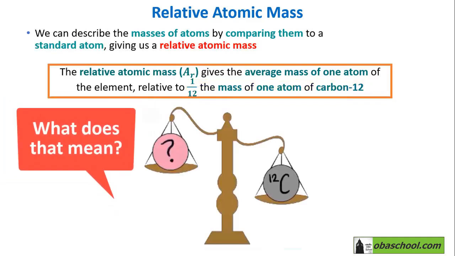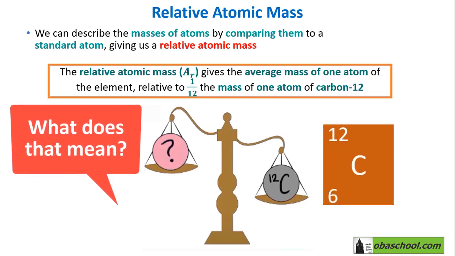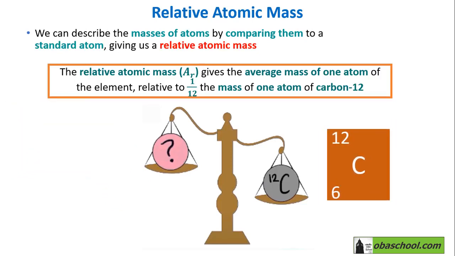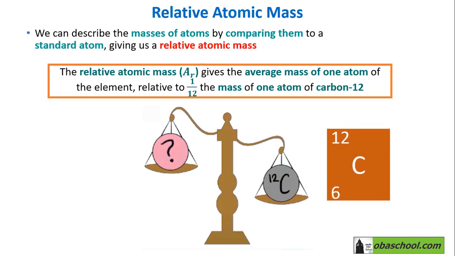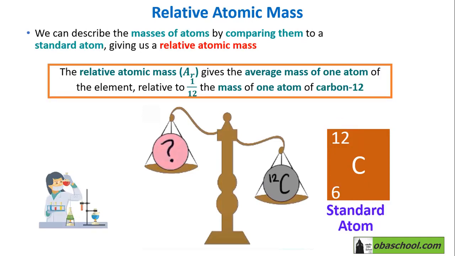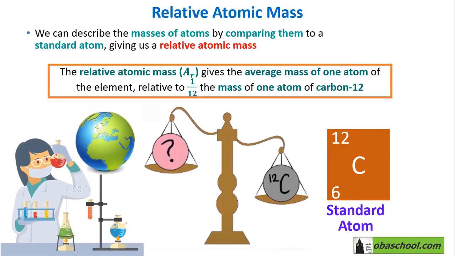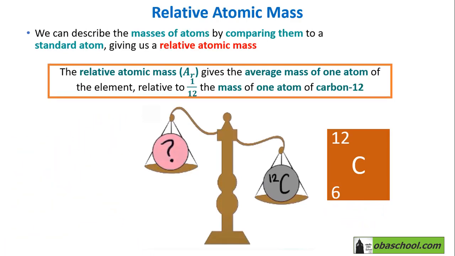What this means is that we use one atom of carbon-12 as our standard atom, where carbon-12 is just an isotope of carbon, specifically the most commonly occurring isotope of carbon that contains 6 neutrons, and therefore has a nuclear symbol of 12,6C. This atom is chosen as a standard atom as it is very commonly occurring, and also because it allows chemists all over the world to compare the masses of atoms to one standard.